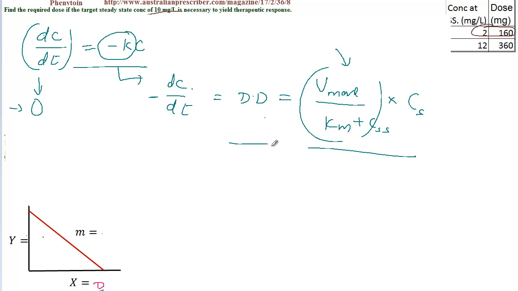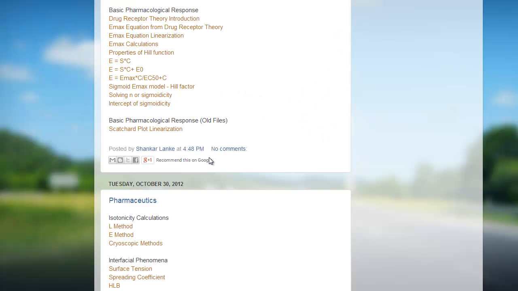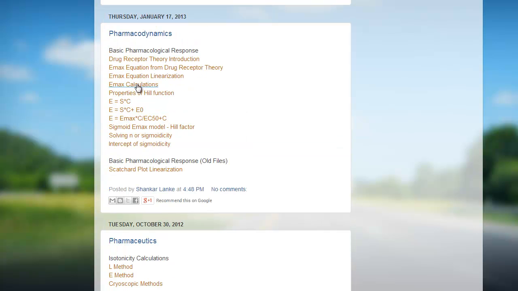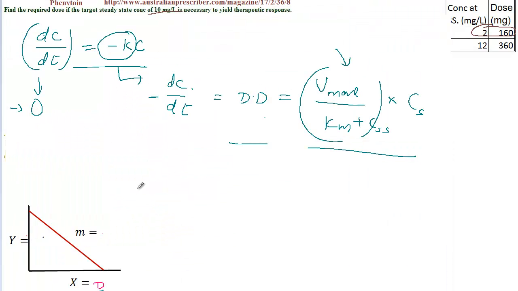Now we have to linearize this equation to make more sense, so that we can calculate Vmax and Km. How do we do that? You have to watch the video that I posted earlier on Emax equation linearization, so you'll know better if you watch it. Anyway, I'm going to linearize this equation now. It is y equals mx plus b. In this format I'm going to write it.